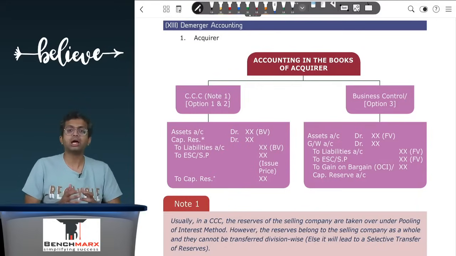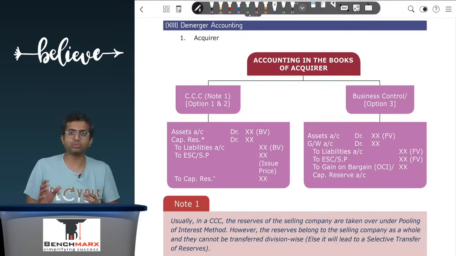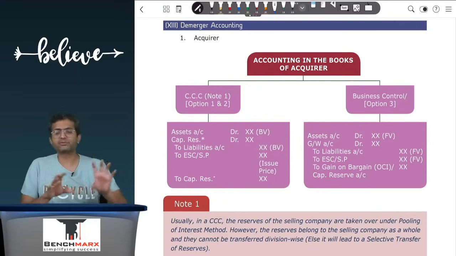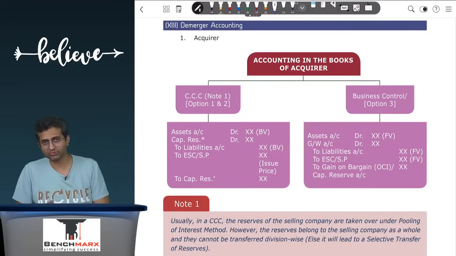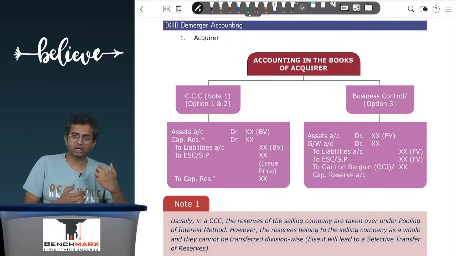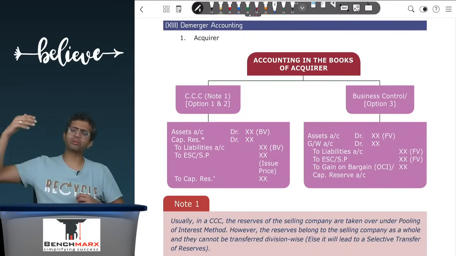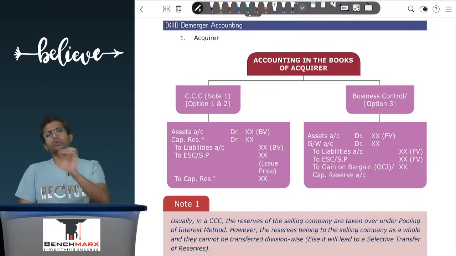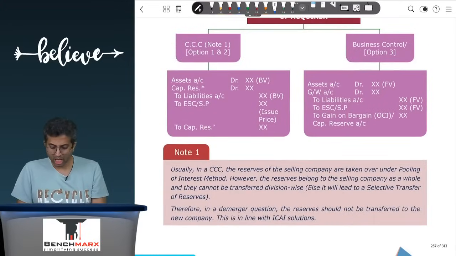So you will, as Y Limited, the acquirer, take over the assets and take over the liabilities at the book values, but reserves will not be taken over. If there is a balancing figure, a difference, then the difference will be taken into capital reserve, which is a gain or loss on restructuring. However, if there is a business combination, like in case 3, then all assets and liabilities will be taken over at fair value. Then the balancing figure, if any, will go to goodwill or capital reserve / gain on bargain purchase, as the case may be.